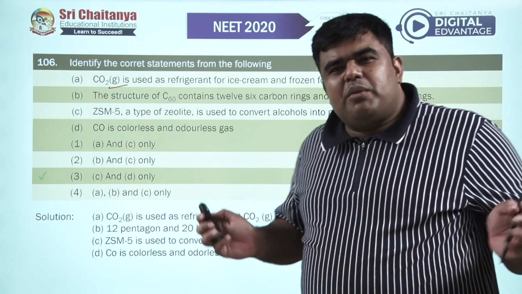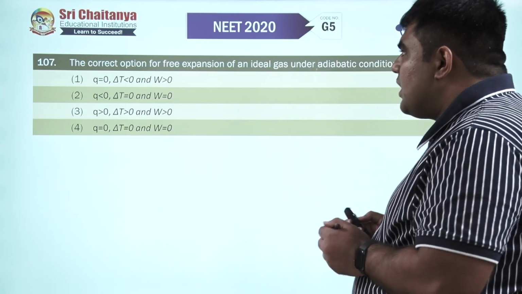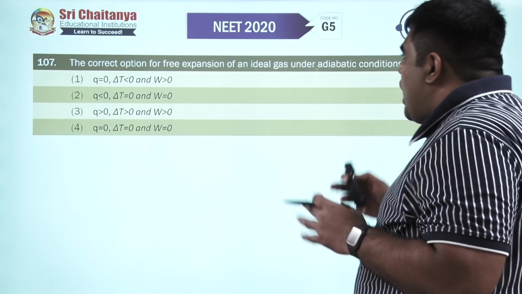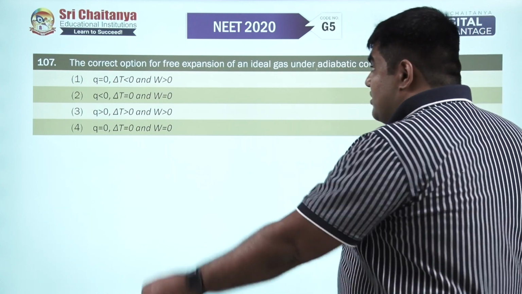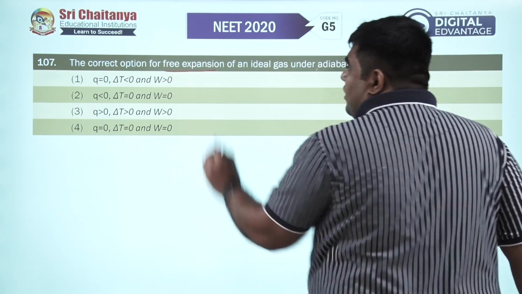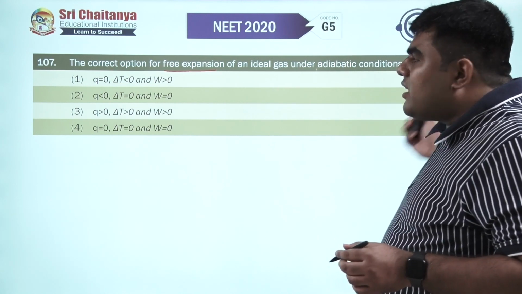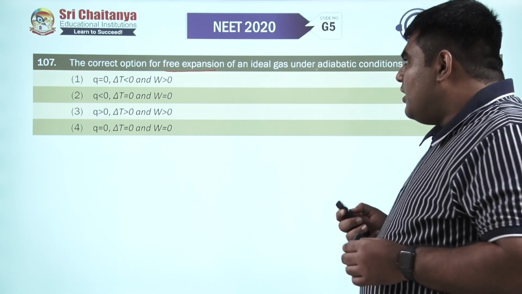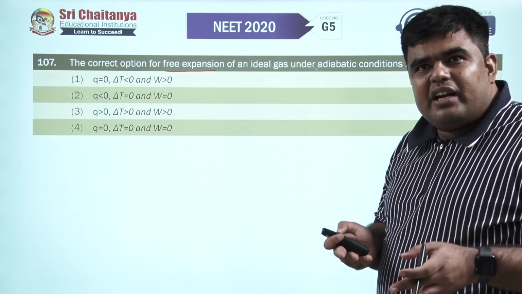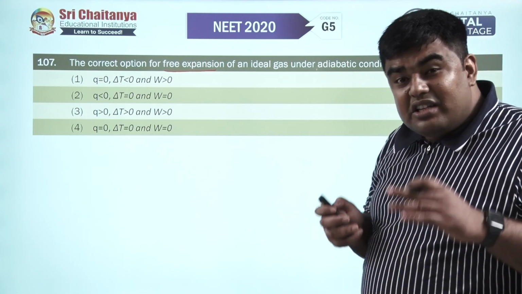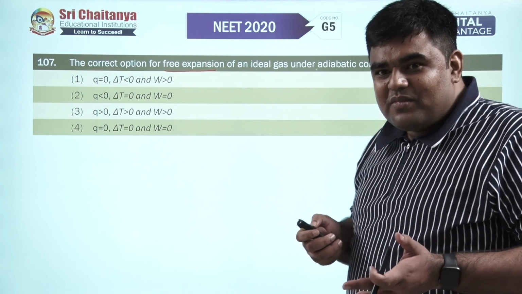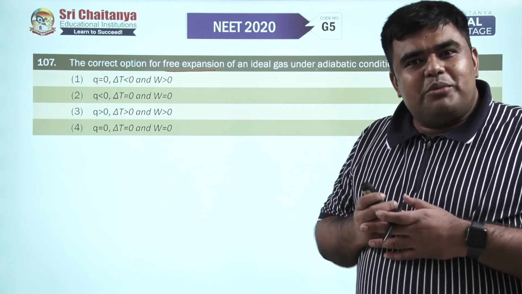Now let's move to question number 107. The correct option for the free expansion. Now this term free expansion is there. We have to focus on this term, free expansion of an ideal gas under adiabatic condition. So we are given adiabatic condition, that means Q is going to be 0, and since the free expansion is there, work done will also be 0.